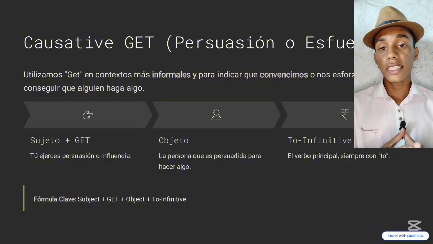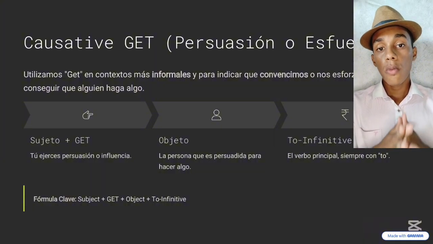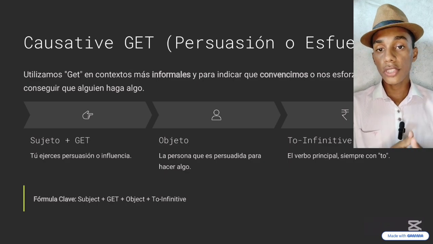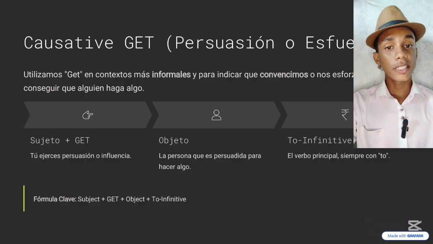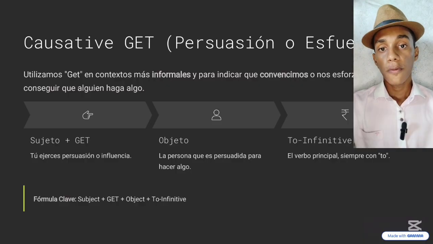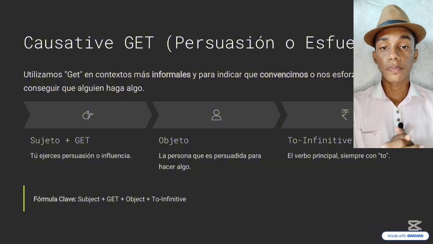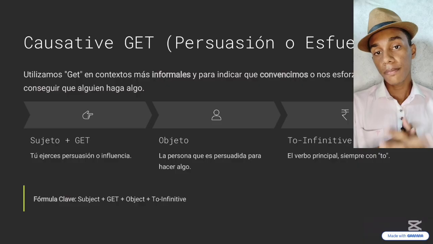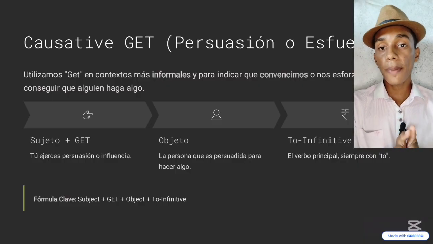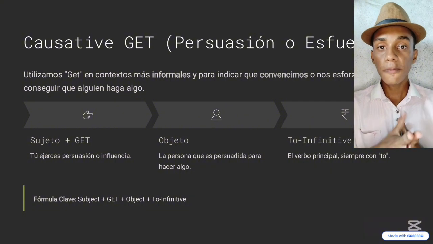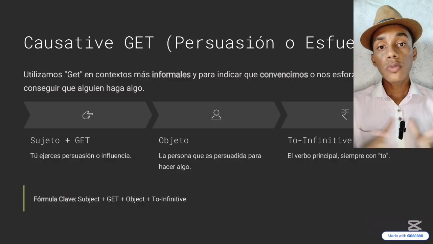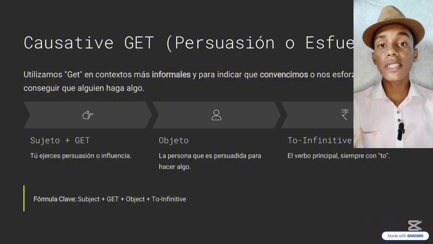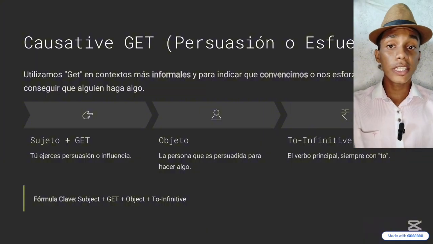The formula for get is distinct. Subject plus get, plus object, plus to infinitive. The object is usually the person being persuaded, and the main verb is always in the to infinitive form. For instance, consider this example: I got the plumber to come immediately. This implies the plumber was busy, but I successfully convinced him, perhaps after calling multiple times. The structure emphasizes the effort I made in arranging the service.